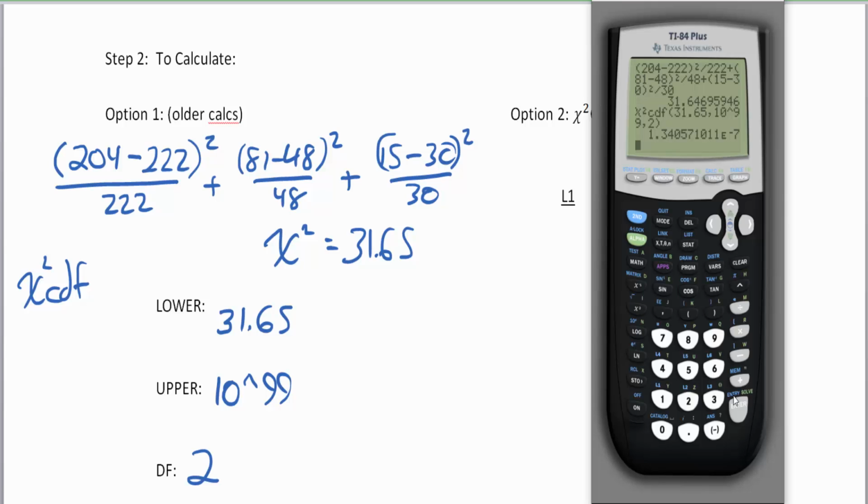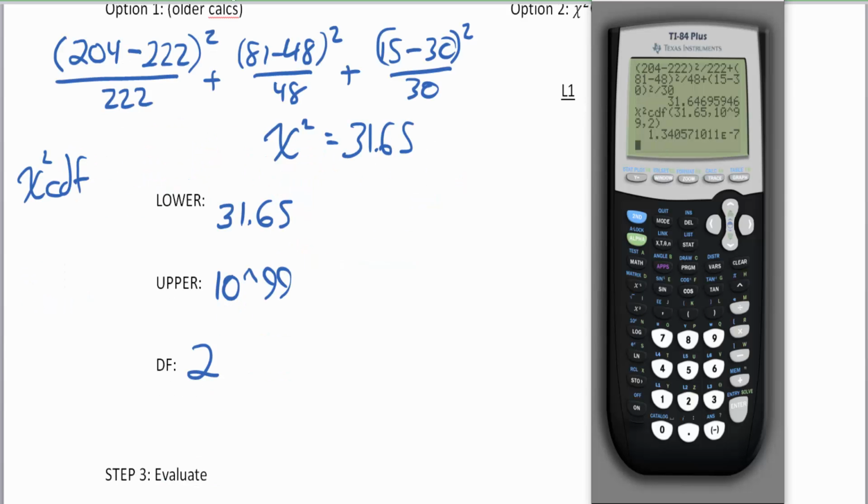That is 1.3 times 10 to the negative 7 power. This is an exponentially small number. And what's important about this number is we have to move this decimal here 7 spaces to the left. So it's a decimal point and 6 zeros in front of that decimal.